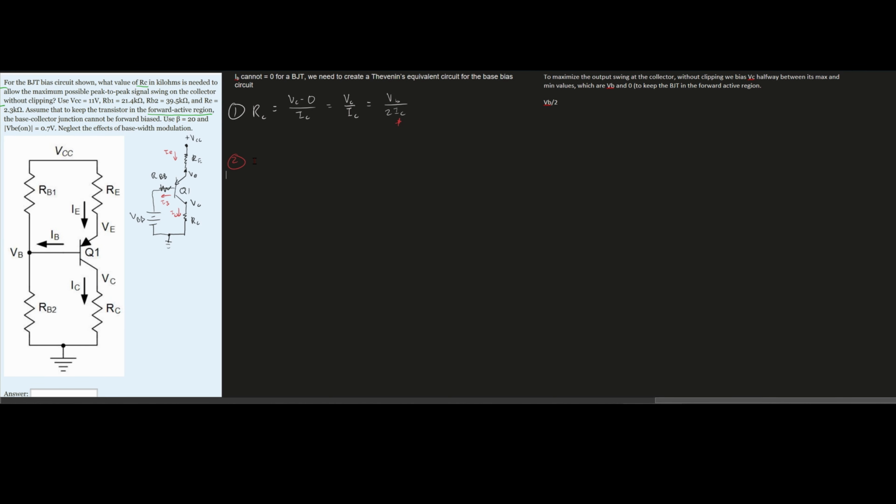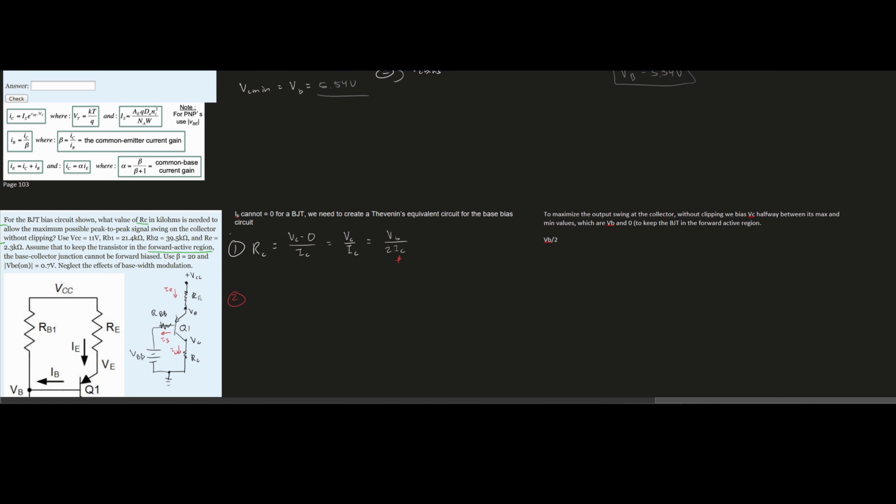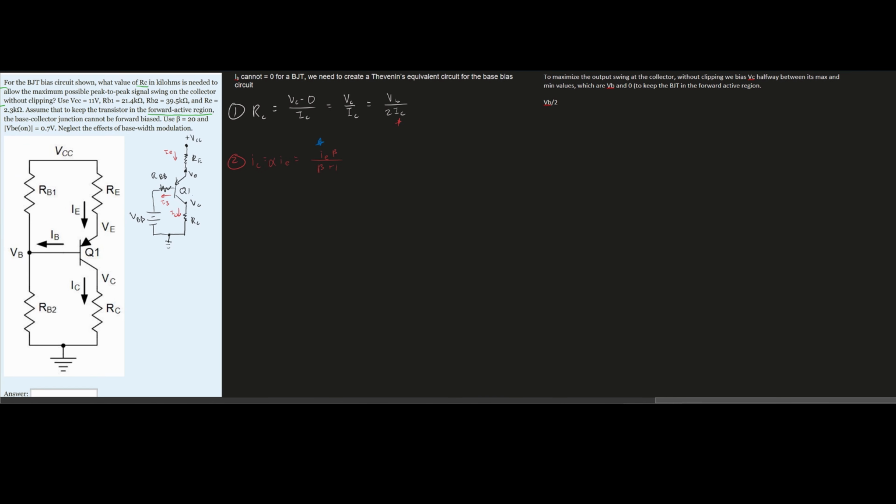If we look at the notes that are linked below the like button, for IC, there's a few different ways we can solve for it. And we're going to use the way where our IC is equal to our alpha times IE, because we could say that our IE times the beta over beta plus 1 if we substitute this in for our alpha. Now we need to solve for our IE, because we know our beta. Our beta here is given as 20, a pretty low value. So step 3 is going to be solving for our IE.